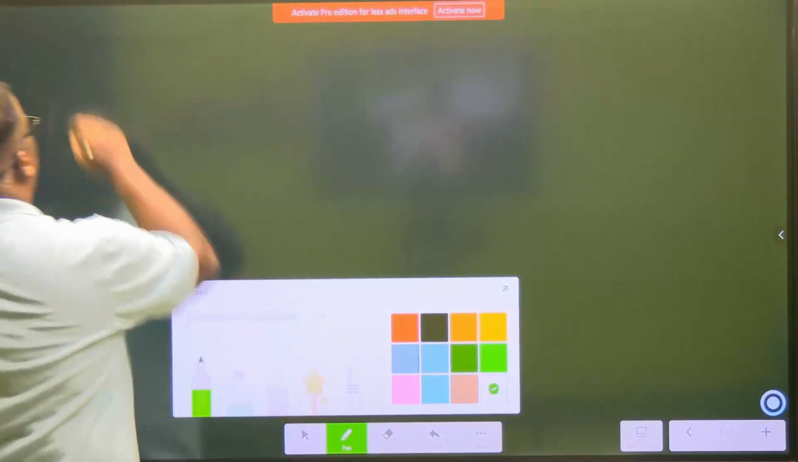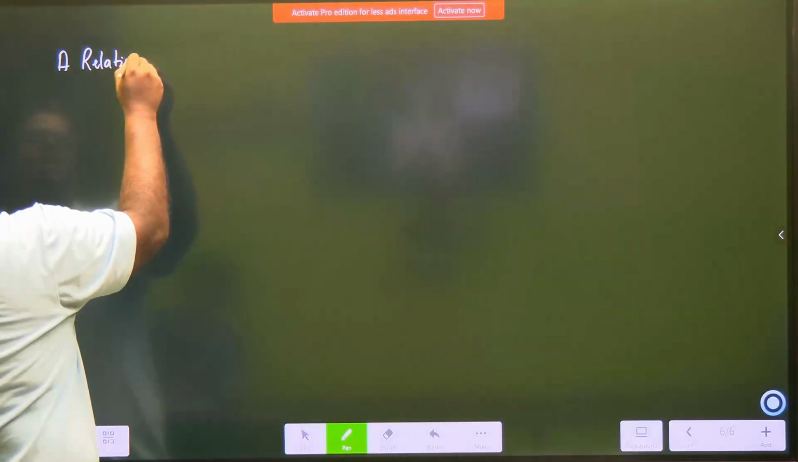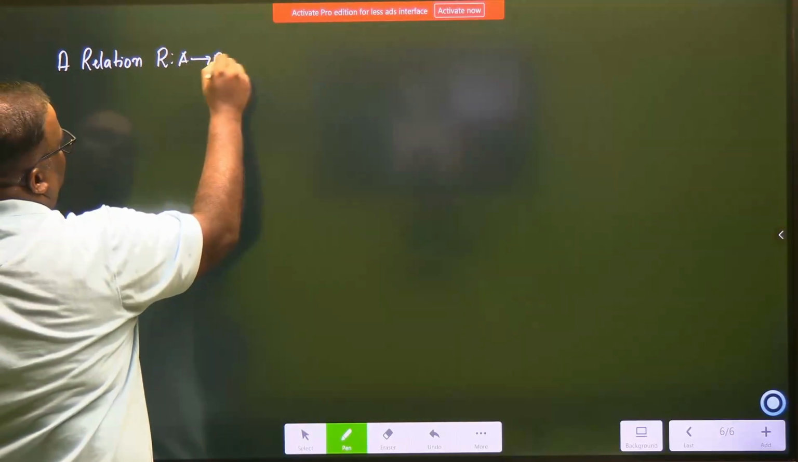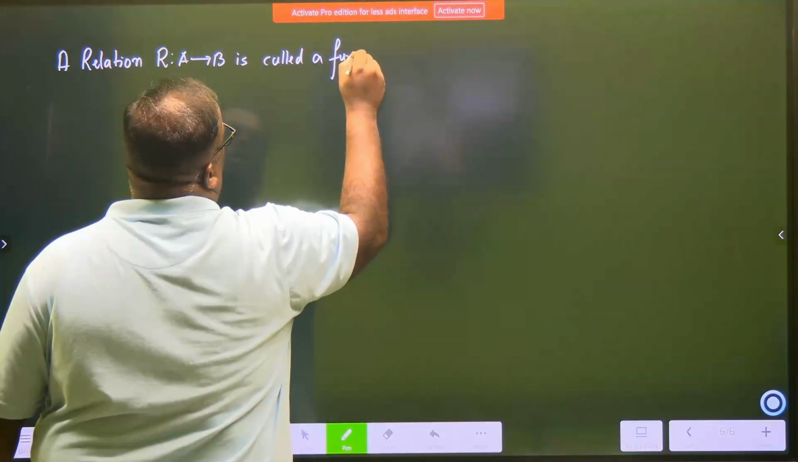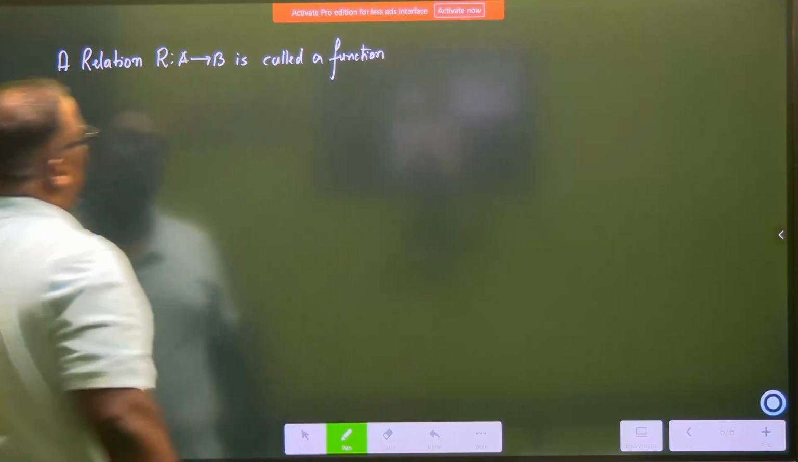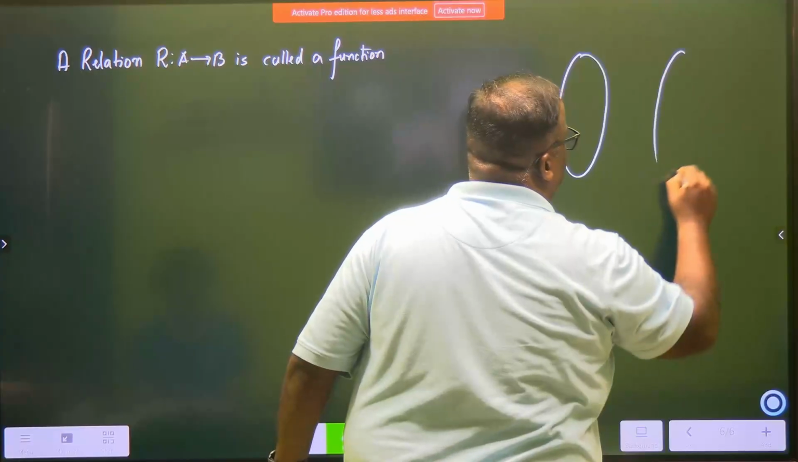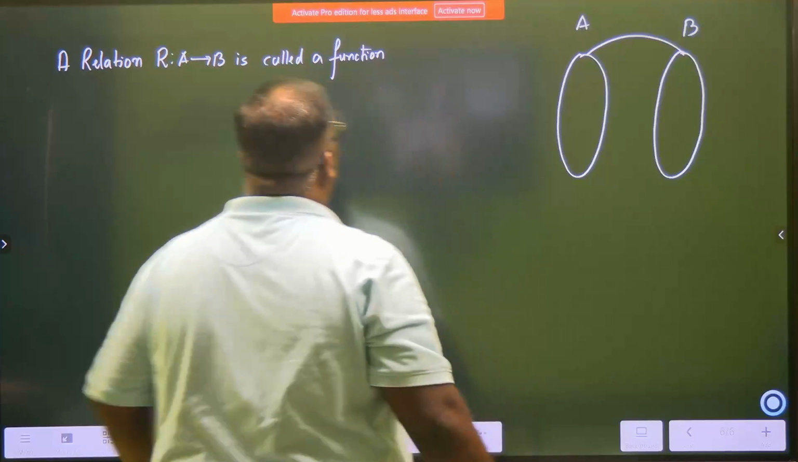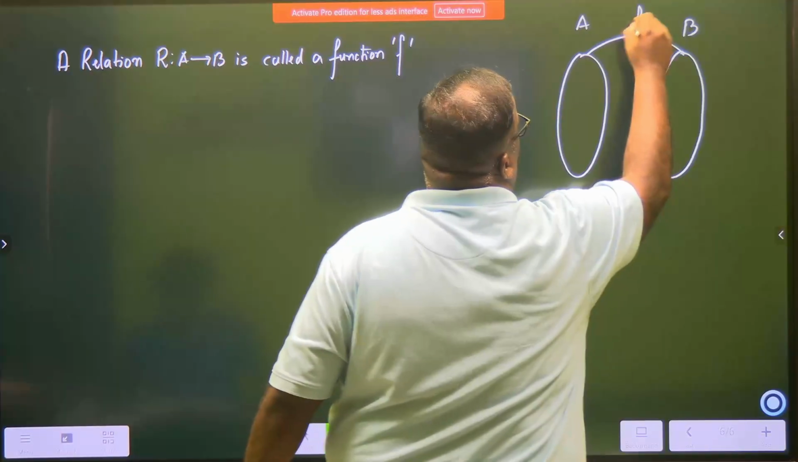So, how do we define a function? Now I'm coming back to a relation. Just revisit this definition. We'll write it once again, no issues. A relation R mapped from a set A to B is called a function. So you're being very specific: a relation mapped from a set A to B. Let's make a set A and a set B, and you're mapping a relation, and you are calling this a function F.